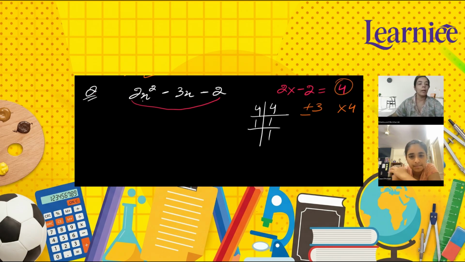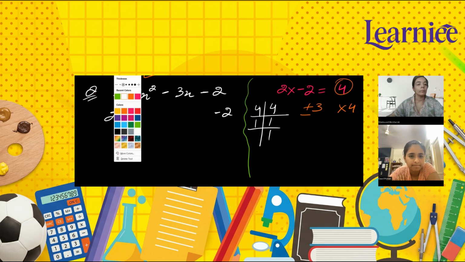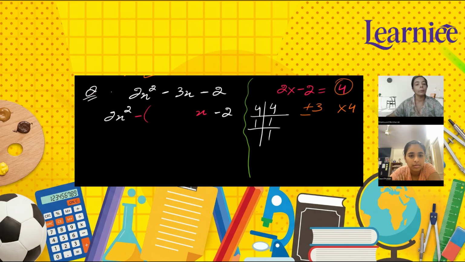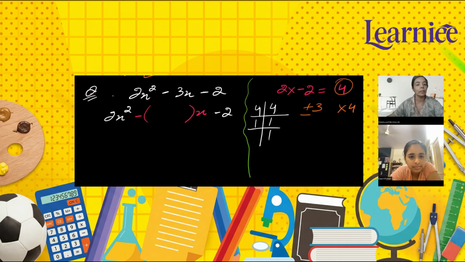See, as the rule says, the first and last value will be copied, right? Am I right? Now, how can we write the middle value? For the middle value, we always copy the sign and variable outside. We put the sign and variable outside. And if you want to get 3 in the middle, what are you supposed to do? Can I write 4 minus 1?